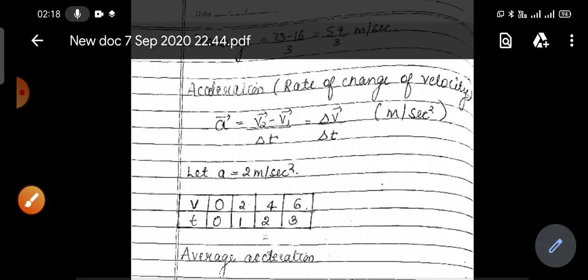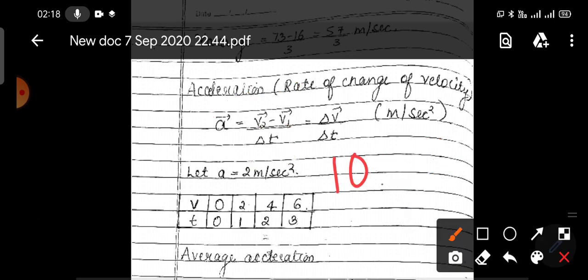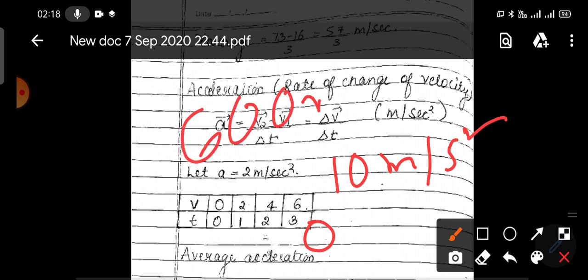Now, suppose the acceleration of an object is 10 meter per second square. That means in 1 second its velocity increases by 10. Suppose the initial velocity was 0, so after 1 second its velocity will be 10, after 2 seconds it will be 20, after 3 seconds it will be 30, and so on. After 1 minute its velocity will be 600 meter per second.